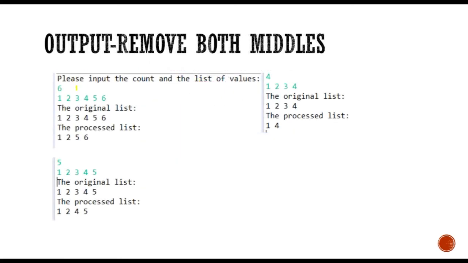Okay, let's take a look at the output. For the even number 6, we have 1, 2, 3, 4, 5, 6. This is the original list. After processing, we remove 3 and 4. We get 1, 2, 5, 6. For the odd number, we only remove 3. So we get 1, 2, 4, 5. And for the even number 4, 1, 2, 3, 4, we get 1 and 4. We remove 2 and 3.